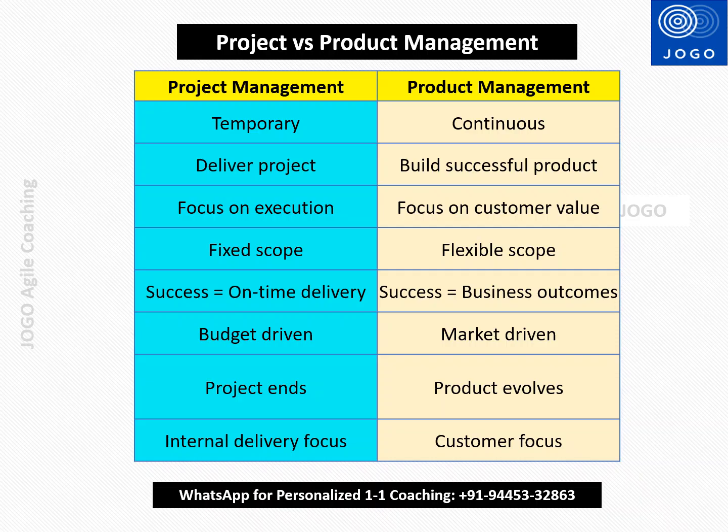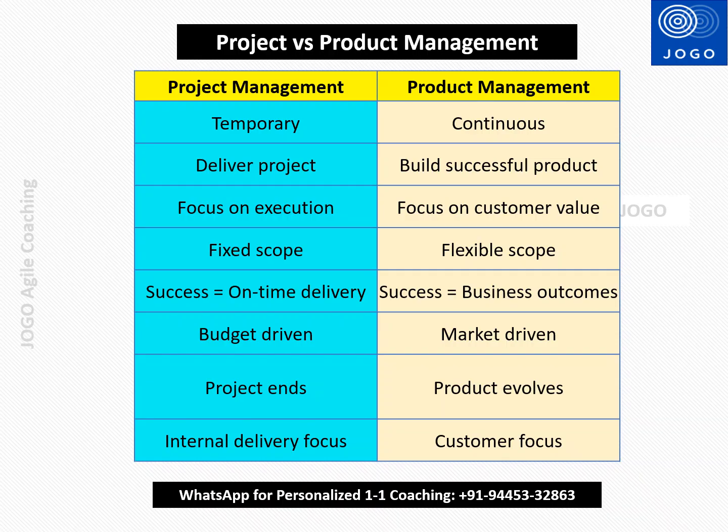Here the success will be measured based on on-time delivery within the budget, and it's purely driven by the budget. We will get a budget approval and we will execute the project within the budget, and the project will have an end date. After that, the project will move into the support stage or the maintenance stage, and it will have an internal delivery focus. So the team will be focusing on delivering the commitments based on the timeline and the roadmap. This is called project management.